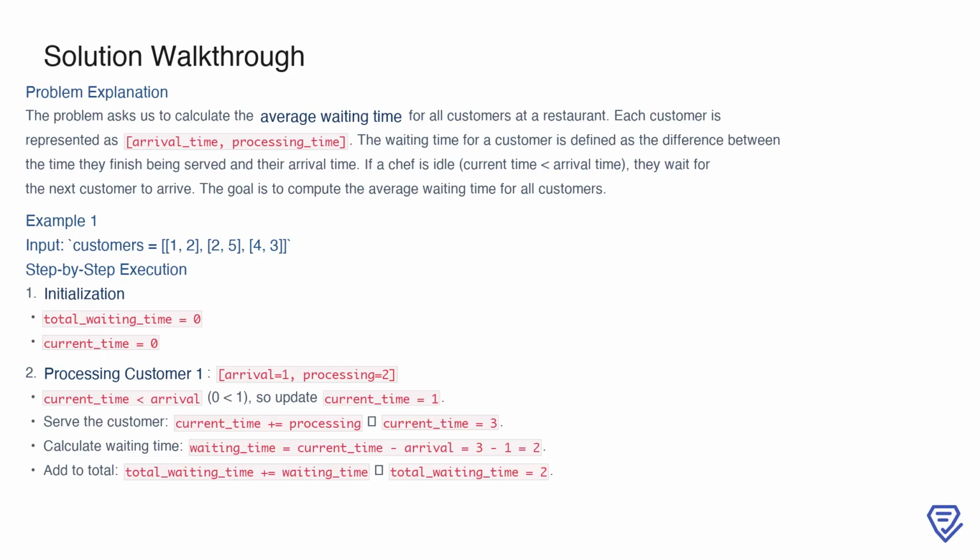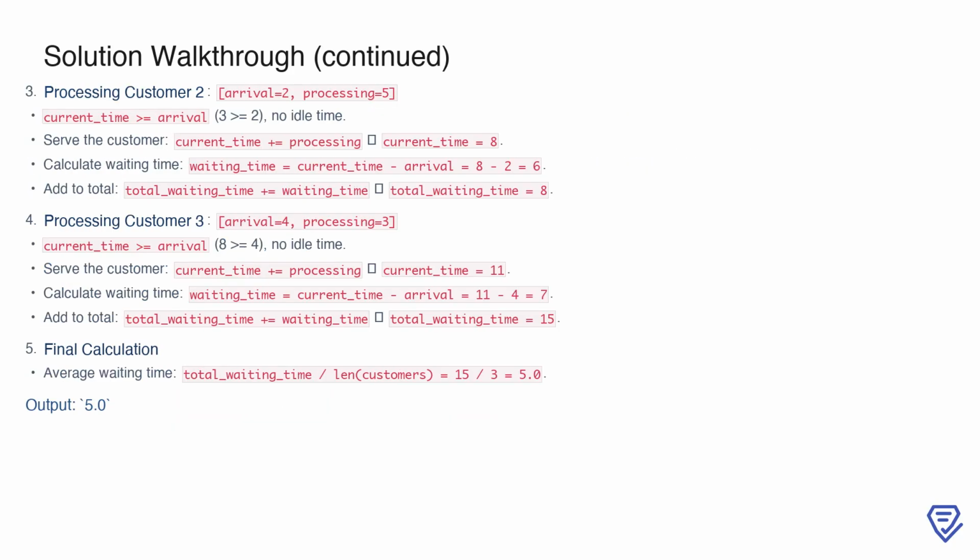Now, for the second customer, arrival equals 2, processing equals 5, the current time is already greater than or equal to their arrival time, so the chef can immediately begin serving them without waiting. The current time is updated to 8 after adding the processing time. The waiting time for this customer is 8 minus 2 equals 6, which we add to the total, bringing total_waiting_time to 8.